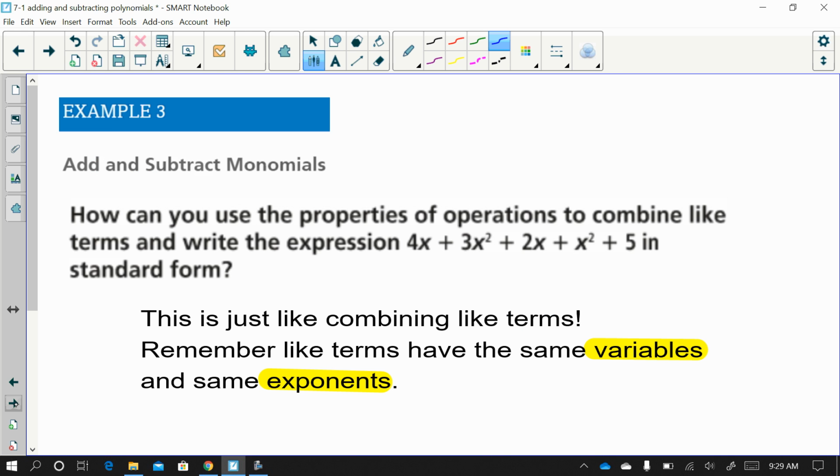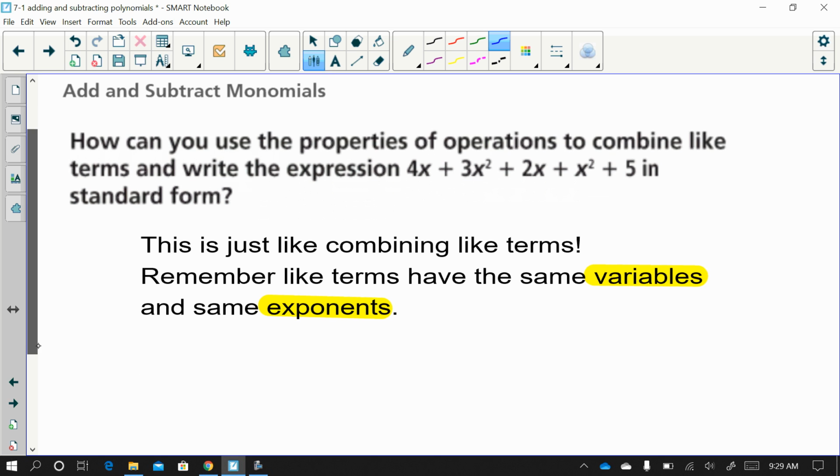Okay, so now we can actually move on to the fun part, adding and subtracting. So how can we use the properties of operations to combine like terms and write the expression 4x plus 3x squared plus 2x plus x squared plus 5 in standard form? Now this looks complicated, but it's not. All this is combining like terms. So remember, like terms have the same variables and the same exponents. And we always write these in standard form.